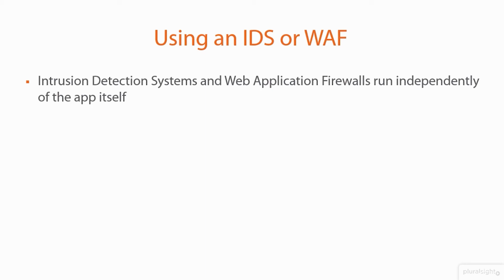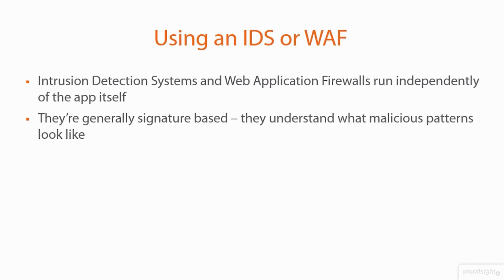Now, these do tend to be signature-based, so they understand what a SQL injection attack might look like, and they'll be rejecting any request that might match that pattern. Of course, you do have to be a little bit careful here as well, because you don't want to reject any legitimate requests. But certainly, as they start to learn what's malicious, an IDS or a WAF can be a really good independent layer of defense.